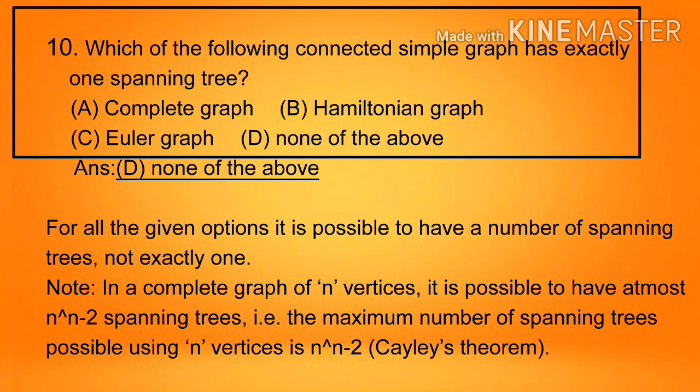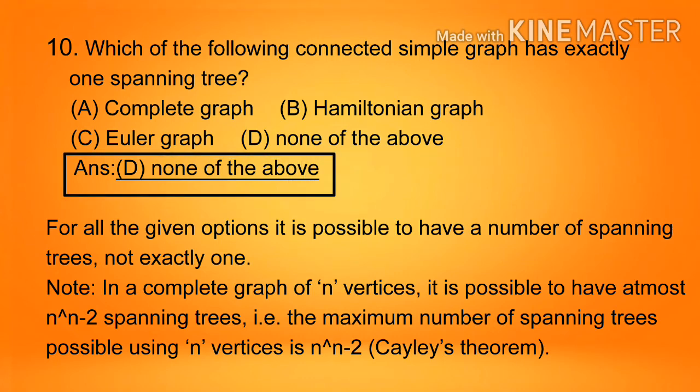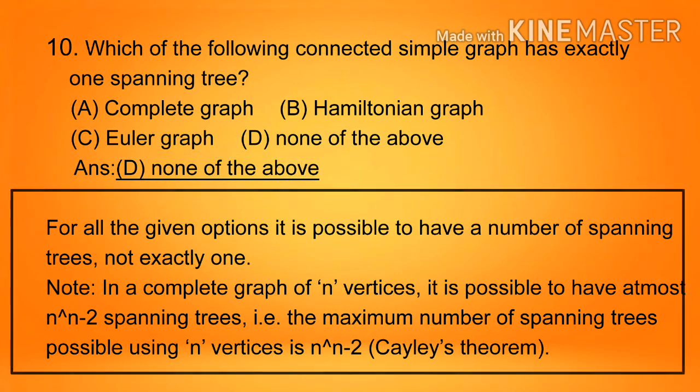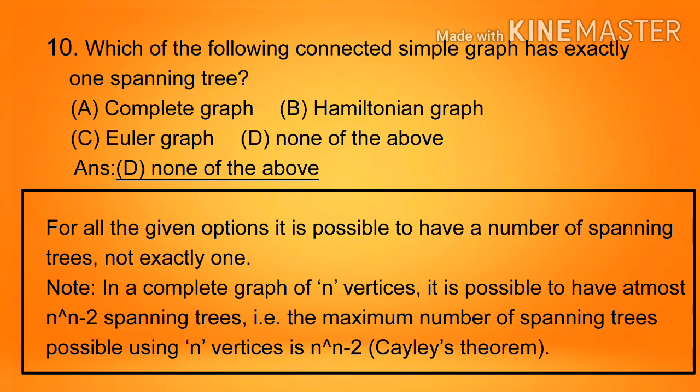Option C, Euler graph. Option D, none of the above. Answer is option D, none of the above. For all the given options, it is possible to have a number of spanning trees, not exactly one. Note, in a complete graph of n vertices, it is possible to have at most n raised to n minus 2 spanning trees. That is, the maximum number of spanning trees possible using n vertices is n raised to n minus 2. That is Cayley's theorem.